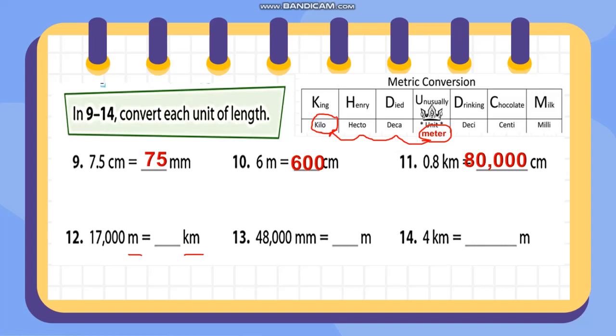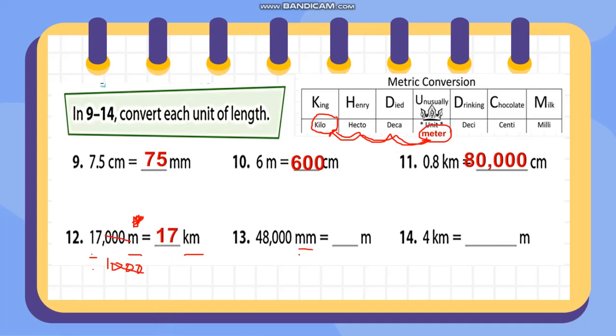Meter to kilometer. How many movements? Tens, hundreds, thousand. It means we're going to divide that into 1,000. So if I'm going to divide this into 1,000, the easiest way is to cancel the number of zeros. I cancel 3 here because I have 3 there. Then 17 divided by 1 is equivalent to 17. That's why the final answer is 17 kilometer.